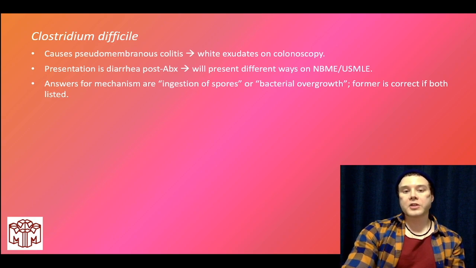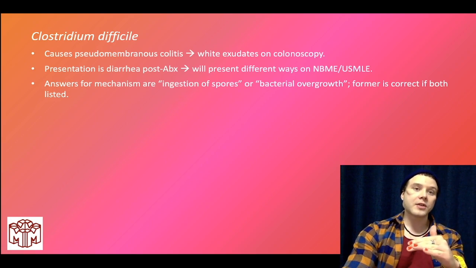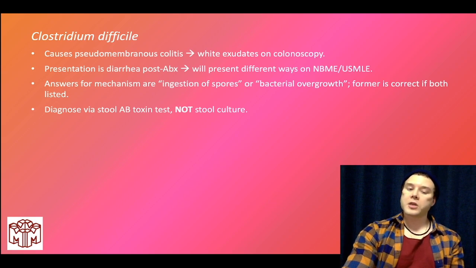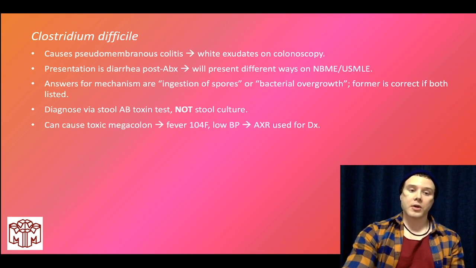So, a mechanism USMLE likes is ingestion of spores. You might see that as the answer. They give you a simple vignette of C. difficile, and then the answer is just ingestion of spores or bacterial overgrowth. If they list both as answers, choose ingestion of spores, okay? This is another really important detail that students mess up. You diagnose via stool toxin test, okay? Not stool culture, okay? Stool culture, wrong answer.